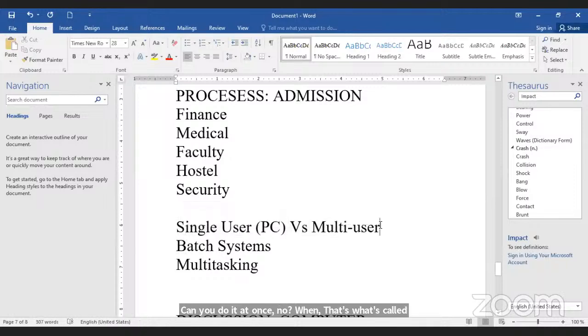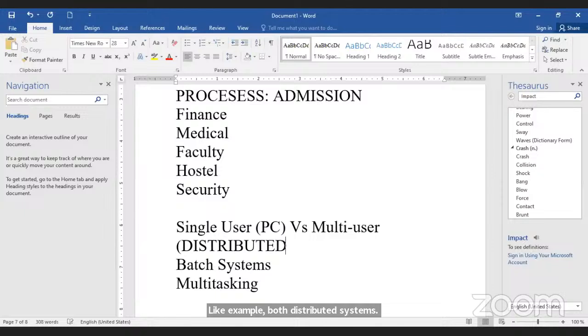Then we have multi-user. Examples include distributed systems.